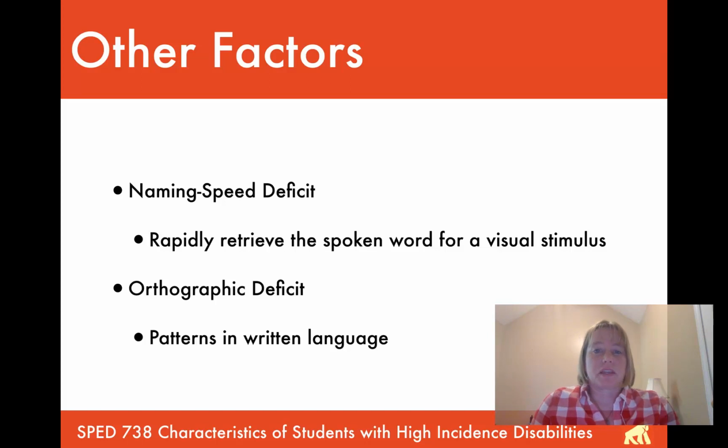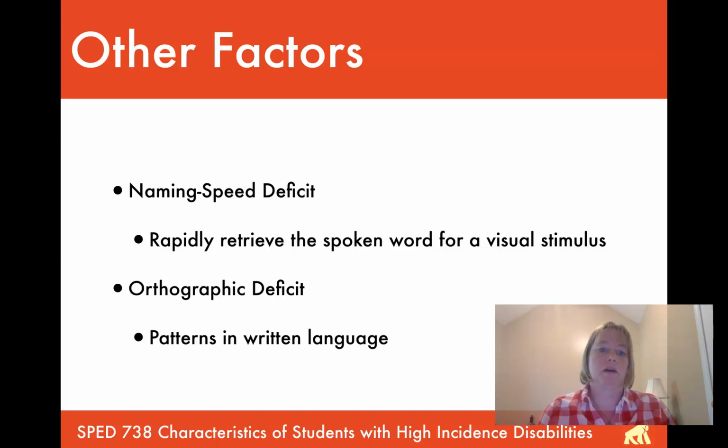Some of the other factors that can really impact student reading is what they call a naming speed deficit. So this is a common deficit that we see in students who have dyslexia, and they have trouble rapidly retrieving a spoken word when they see it in print, okay? So just that retrieval that's occurring neurologically within the brain, making that connection to the word. That's why it's really good to work on things like word walls, to work on sight words. Those kinds of things are really helpful for students who have a deficit in this area because it helps them make those neurological connections to increase that naming speed, which is so critical.